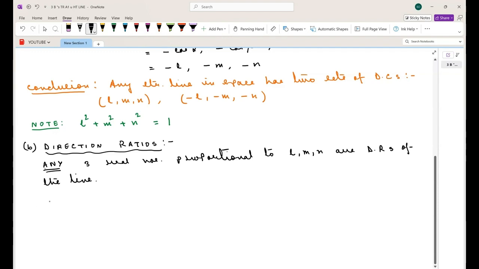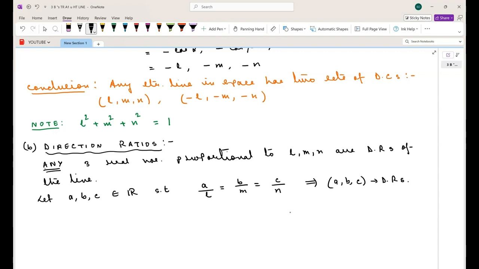Okay. So if I want to write it mathematically, then let A, B, C be three real numbers such that they are proportional, right? So what is the property satisfied? A by L equals B by M equals C by N. Then A, B, C are called direction ratios. So if this property is satisfied, then we will call A, B, C direction ratios of the line. Right.